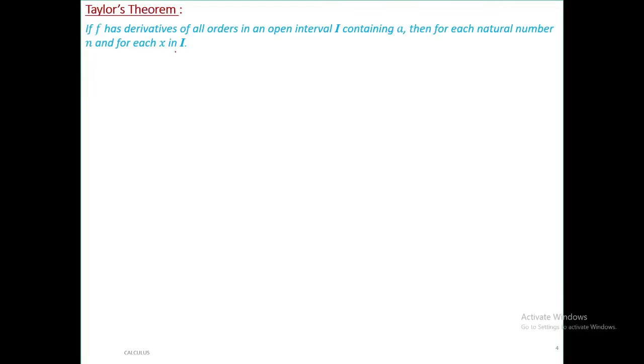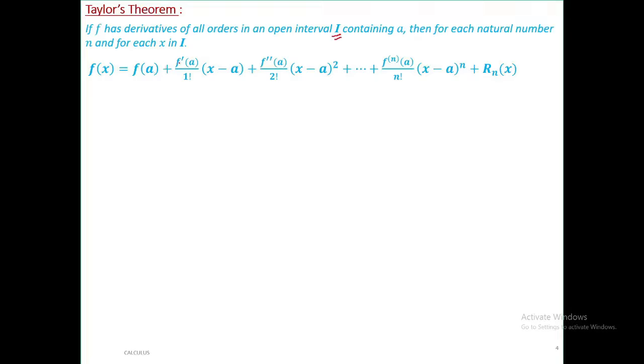Then for each natural number n and for each x in I, the function f of x can be written like this: f at A, and first derivative at A divided by 1 factorial into x minus a, second derivative at A divided by 2 factorial into x minus a whole square, and so on, nth derivative at A by n factorial into x minus a whole to the power of n, plus Rn of x. Rn of x is called the error.